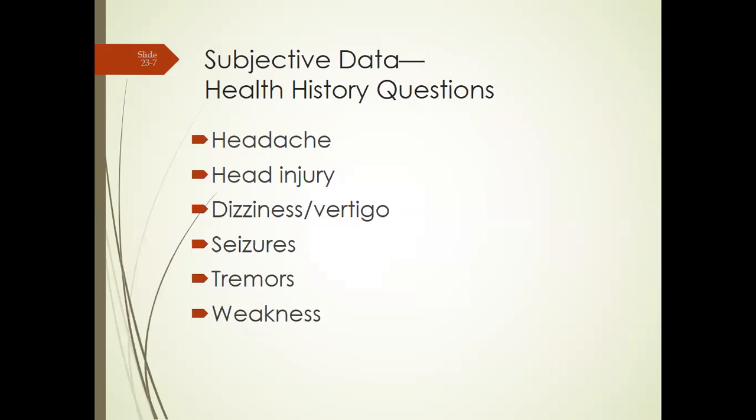Now, we are talking about subjective data in the assessment of the brain and neurological assessment. This is the subjective data and the health history questions: headache, head injury, dizziness, vertigo, seizures, tremors, and weakness.